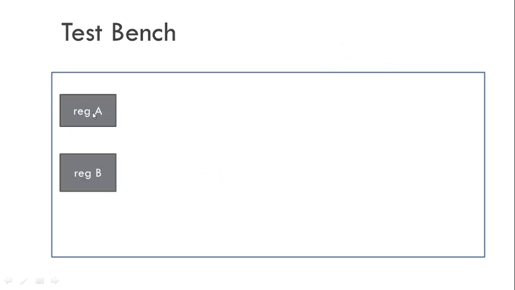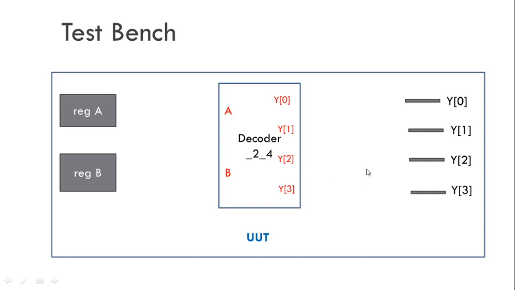Here we are taking two inputs for the decoder, and that's why we take reg A and reg B inside the test bench, because the values should be stored somewhere. In the same way we will monitor the outputs. They are not stored, and that's why we take them as wires. Y0, Y1, Y2, Y3 are the wires, and the design we test is called the unit under test.